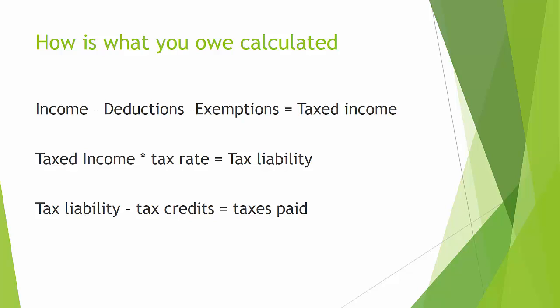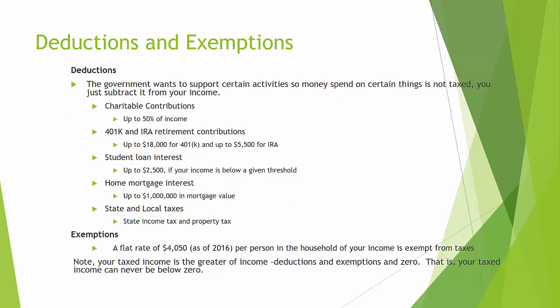You then take that taxed income and multiply it by the tax rate to calculate your tax liability. Now, this liability can then be further augmented by various tax credits. Tax credits are in effect negative taxes. And so your tax liability minus your tax credits equals your taxes paid. So just a brief overview of deductions and exemptions.